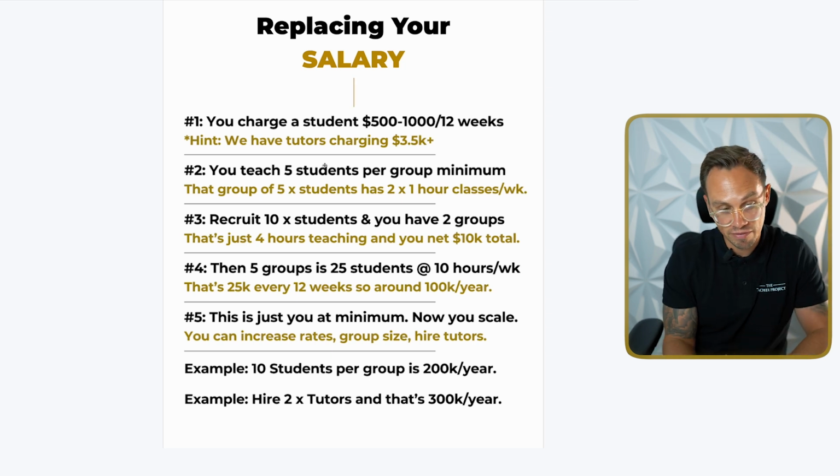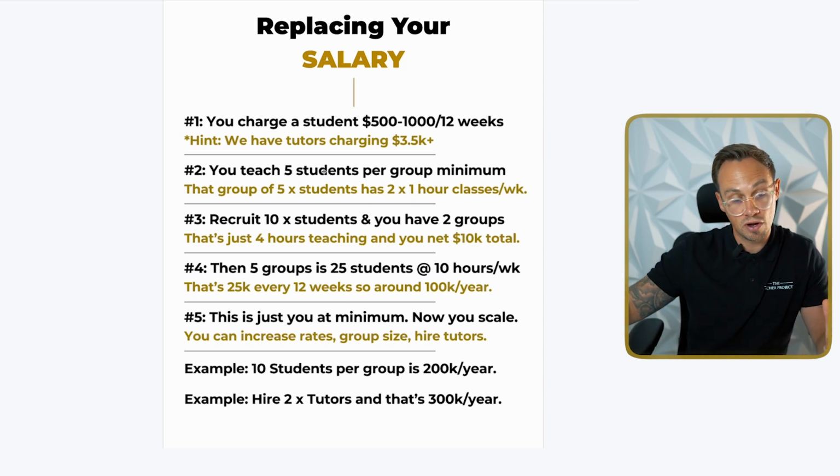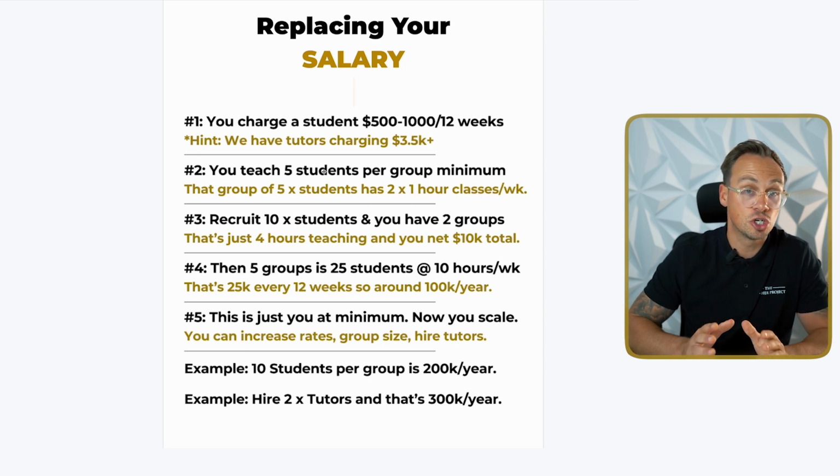5 groups then is 25 students, 5 groups of 5. That's just 10 hours a week teaching. If they're working with you for 12 weeks, that's $25K every 12 weeks. So it's about $100K a year. That's just you at minimum.